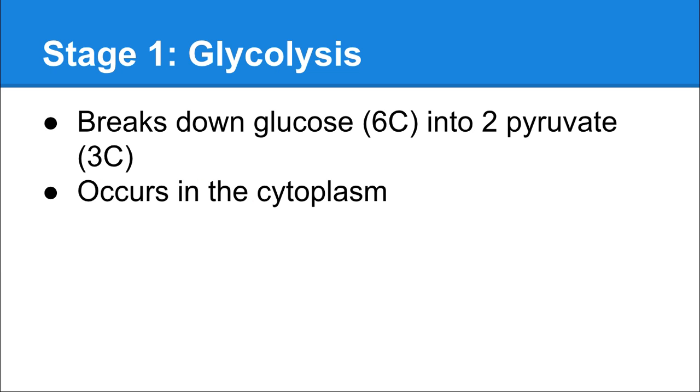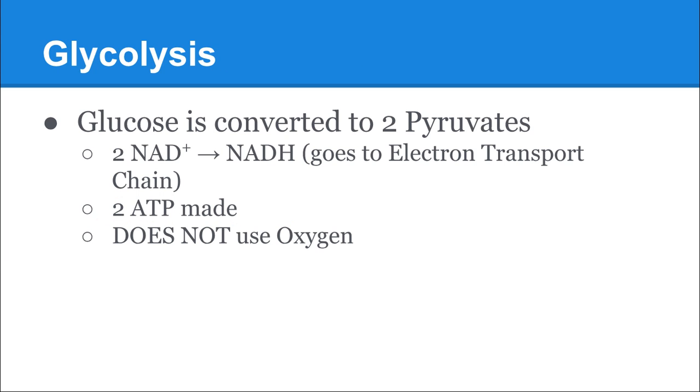The first stage is called glycolysis. It breaks down glucose, which is 6 carbons, into 2 pyruvates. And those pyruvates each have 3 carbons. And it occurs in the cytoplasm of the cell. Remember, that's the jelly-like material that holds everything together. In glycolysis, glucose is converted into those 2 pyruvates.